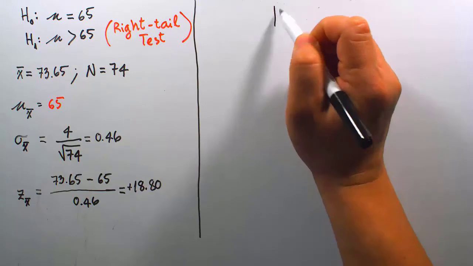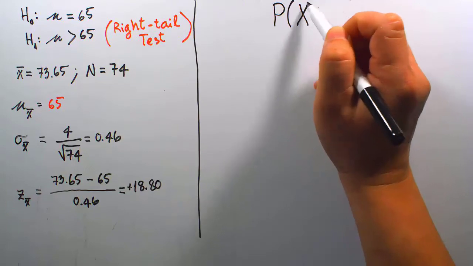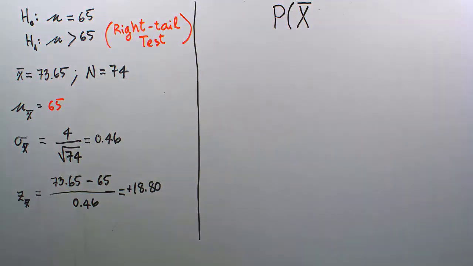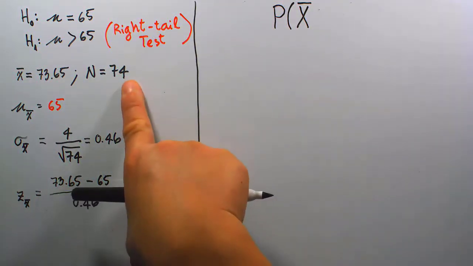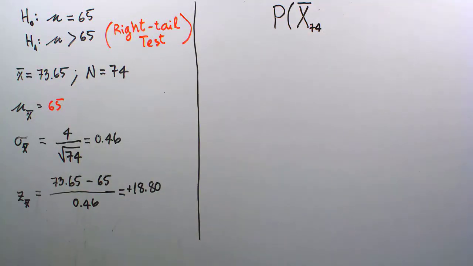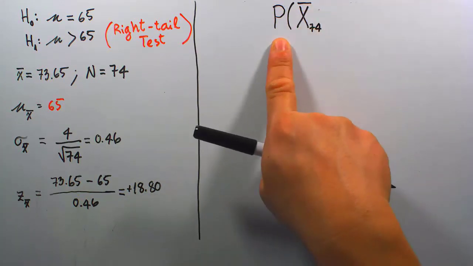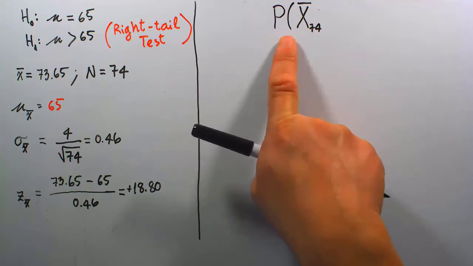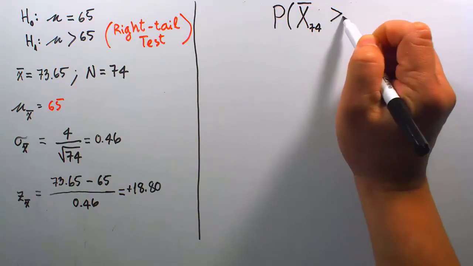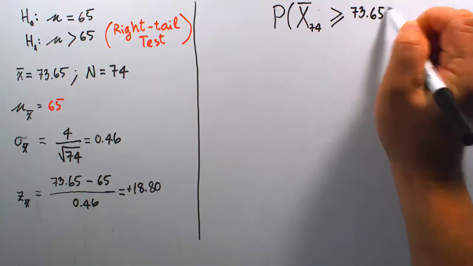I am going to find the probability that among all sample means. Recall that the sample mean as a random variable is indicated by a capital X bar as a random variable name. And since the sample size is 74, I am using a subscript 74. But X bar 74 here basically represents a sample mean. So as a probability problem that we're setting up, we're finding the probability where our sample mean is greater than or equal to 73.65.